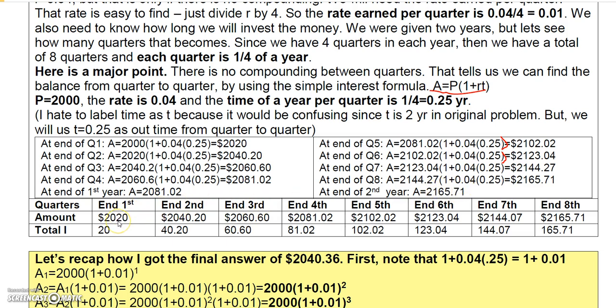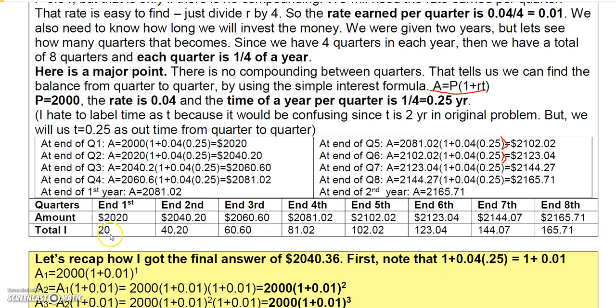Now down here I'm showing you how much your money grows to at the end of each quarter. So at the end of each quarter it tells you what the money grows to, and you can see that by the end of the 8th quarter you've earned a total of $165.71. But what I want you to look at is this.